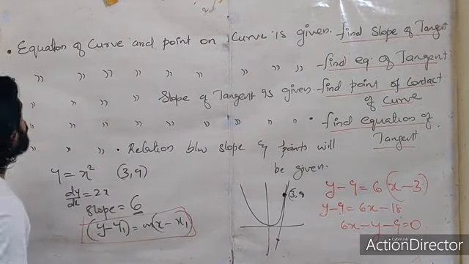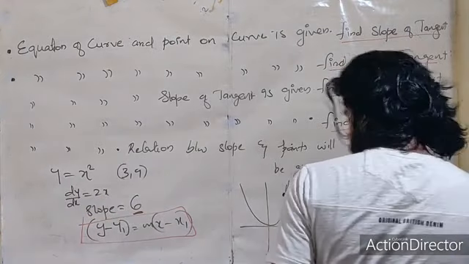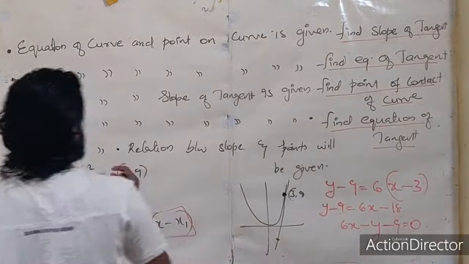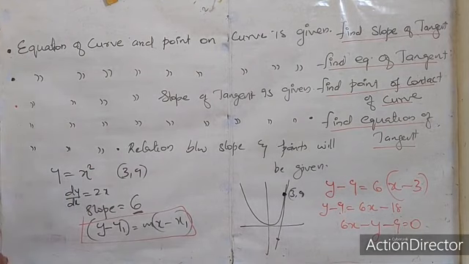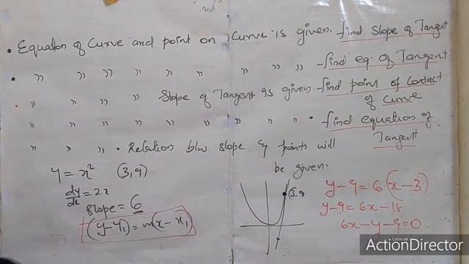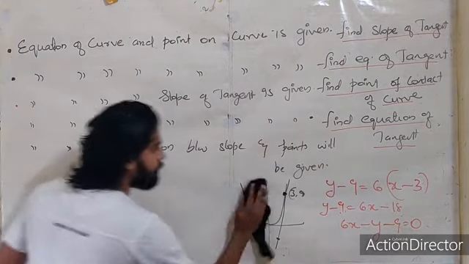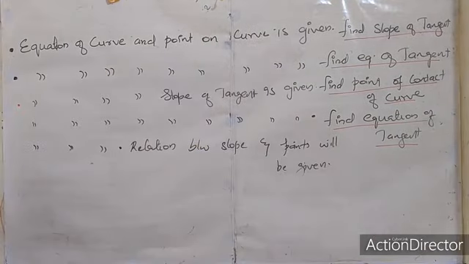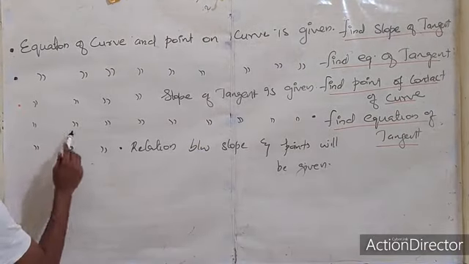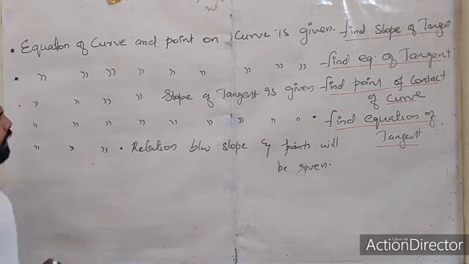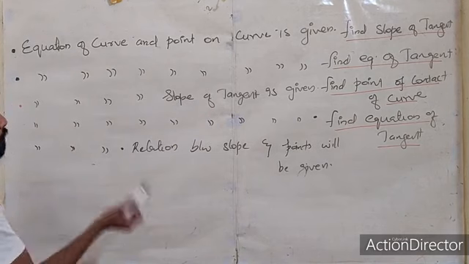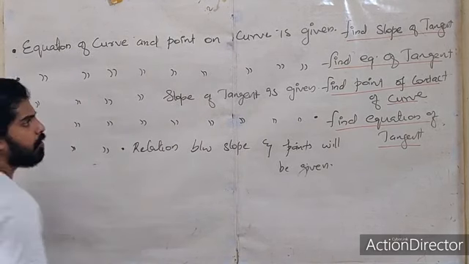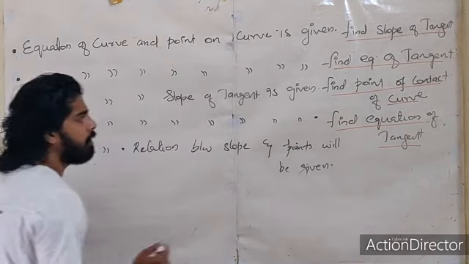Okay, so let's check out the fourth type of question. So we have done this. Okay, so the fourth type of question, in which what is given, just read that. In the next type, equation of the curve will be given and slope of the tangent will be given. You have to find the point of contact of the curve.